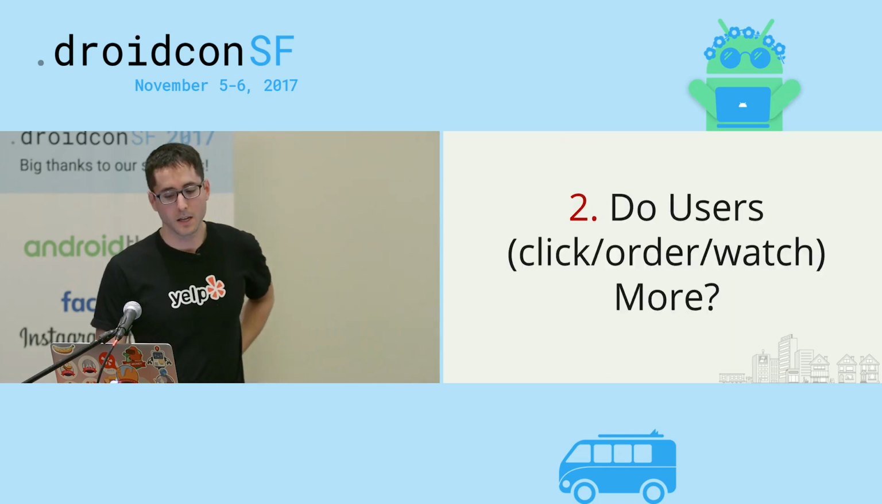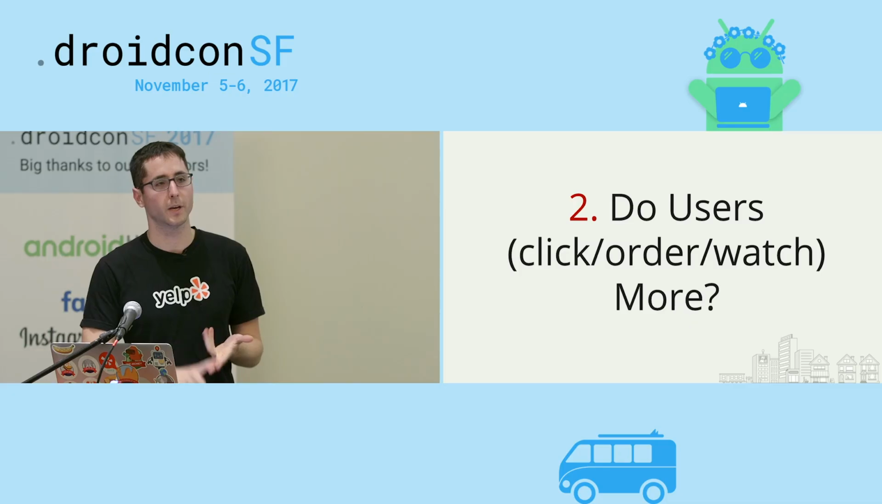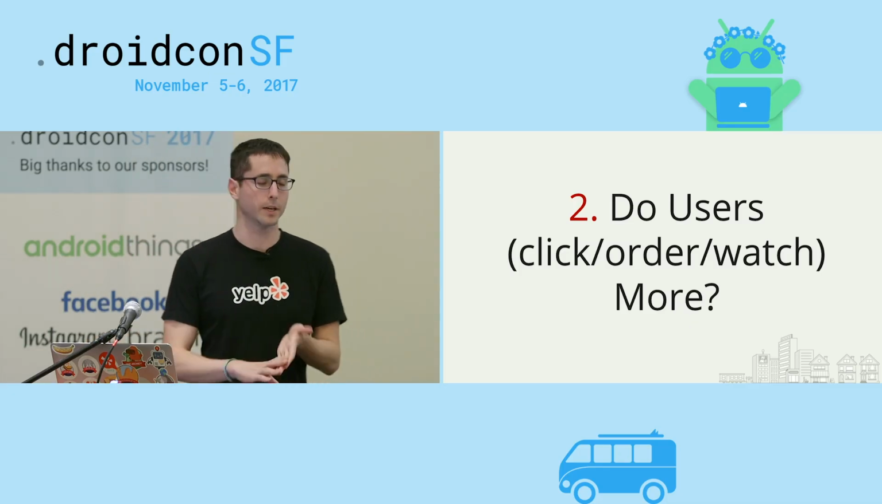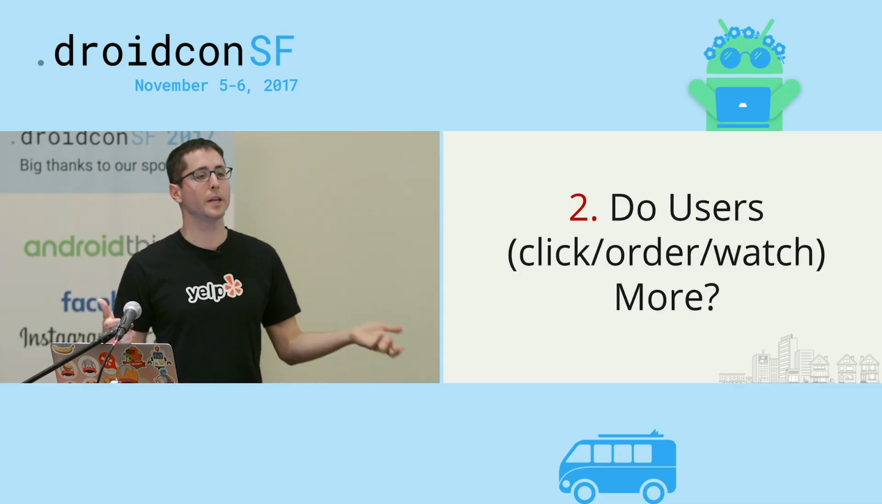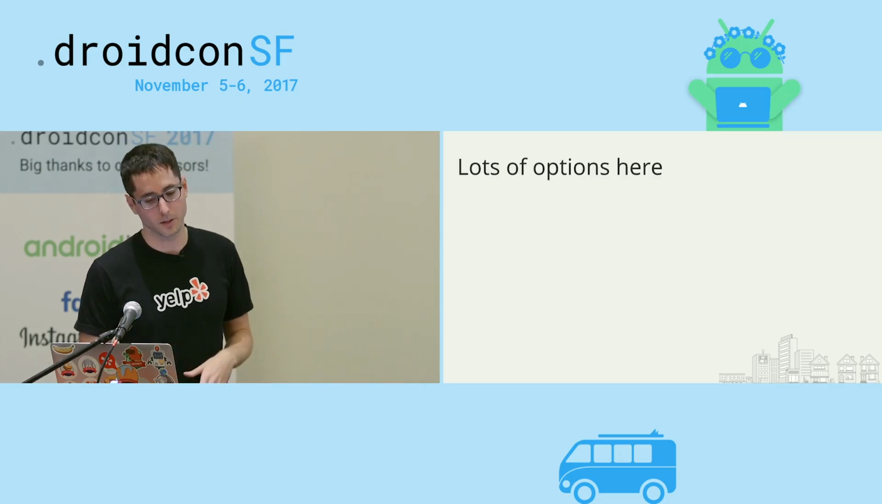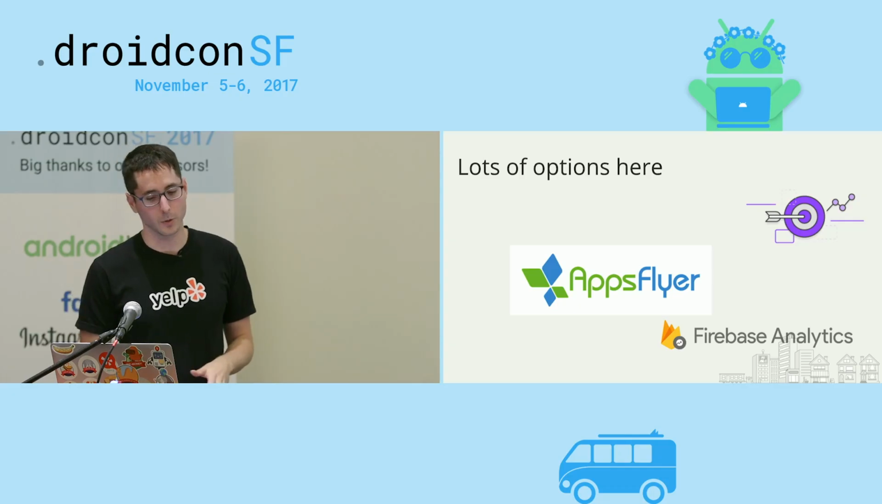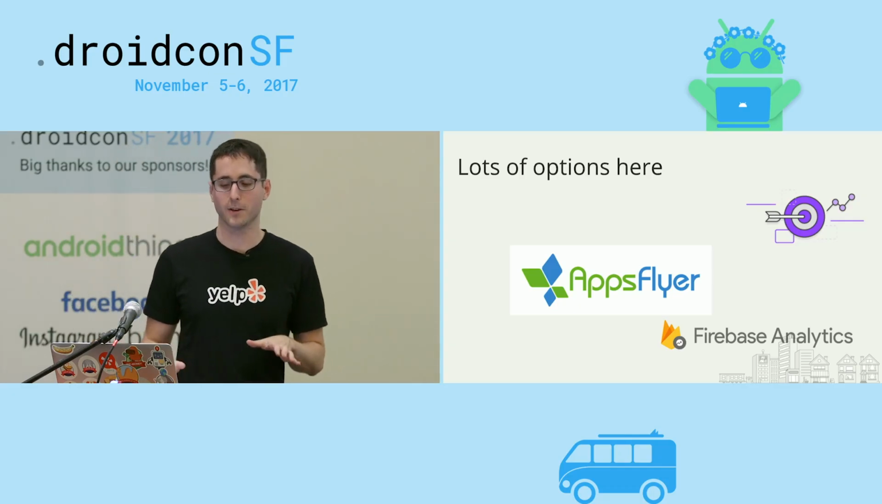The other type of question you're going to want to answer is, do users click on buttons more? Do they order more food? Do they watch more movies? Do they order more Lyft rides? Basically, do they do a thing? Do they click the button more frequently? Do they do the thing more frequently? And there are so many options for how you can pay people money to solve this problem for you.